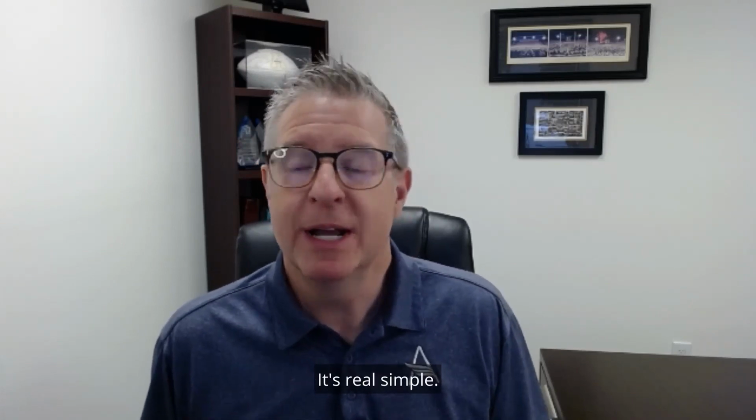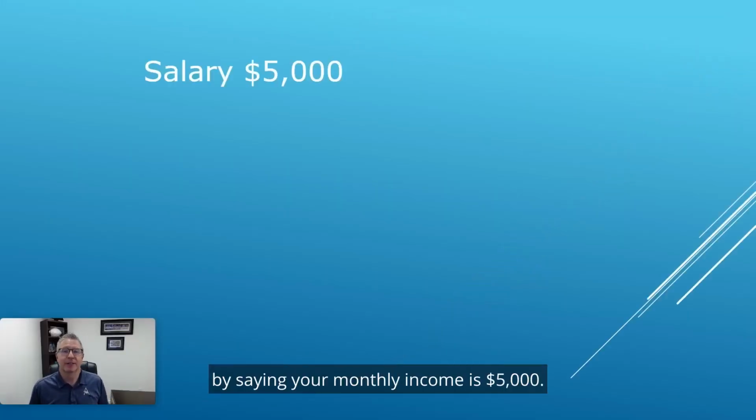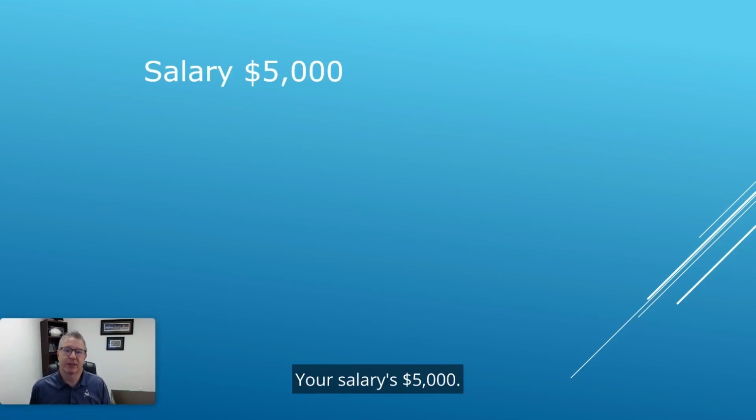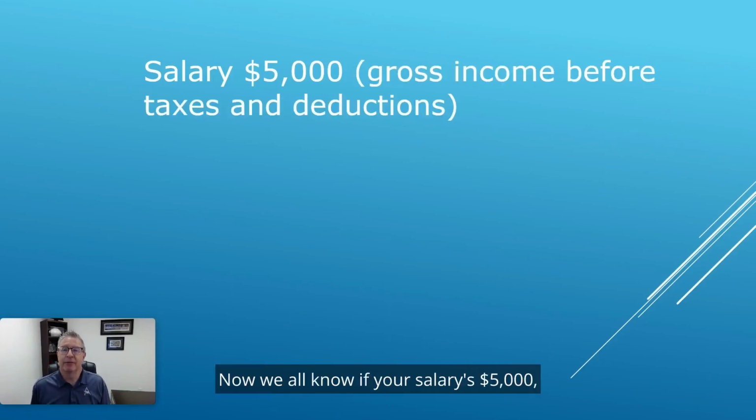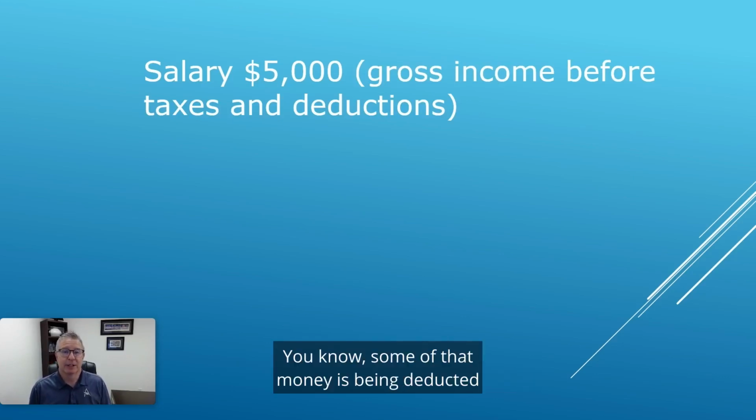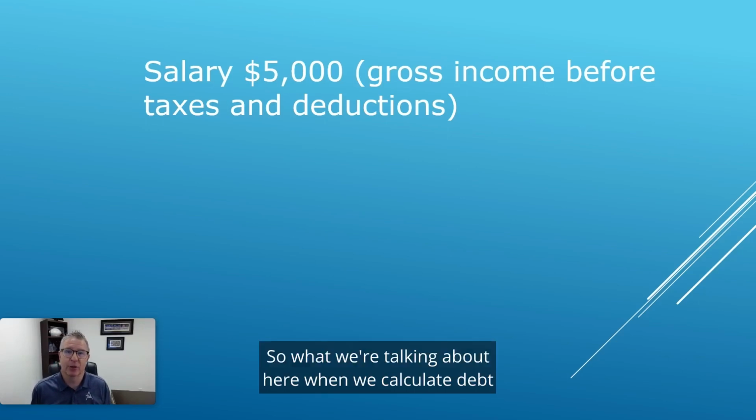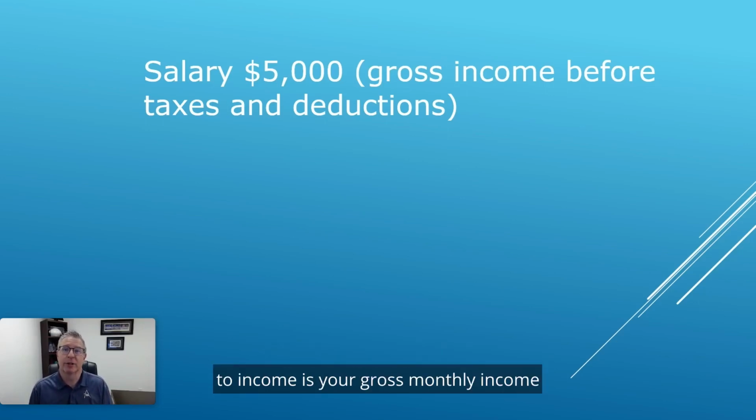It's real simple. Let me share my screen with you. Let's just start by saying your monthly income is $5,000. Your salary is $5,000. Now, we all know if your salary is $5,000, you're not actually getting $5,000. Some of that money is being deducted in the form of taxes or insurance. Maybe you have a 401k. So what we're talking about when we calculate debt to income is your gross monthly income before any deductions.